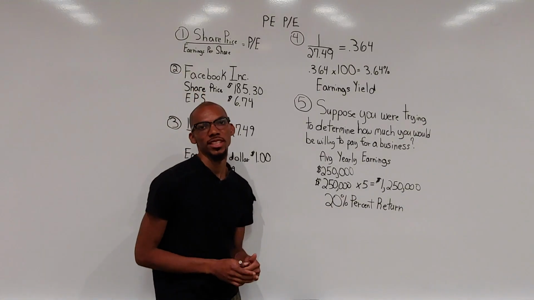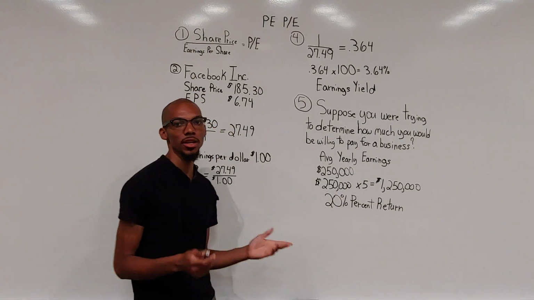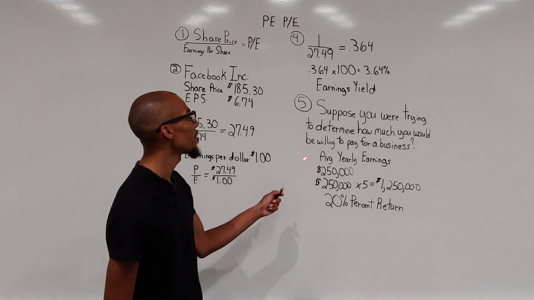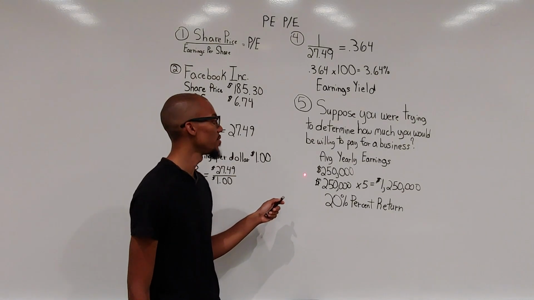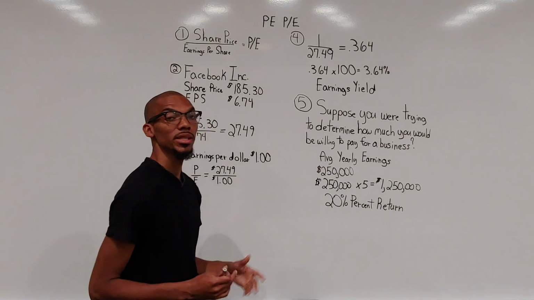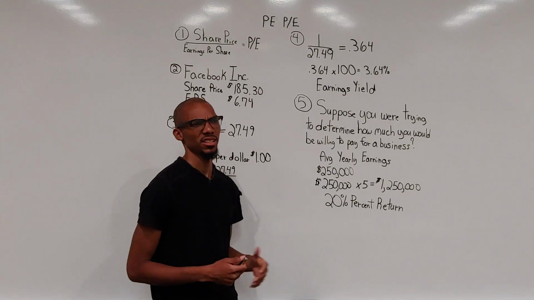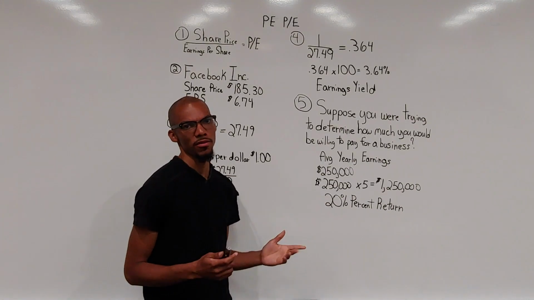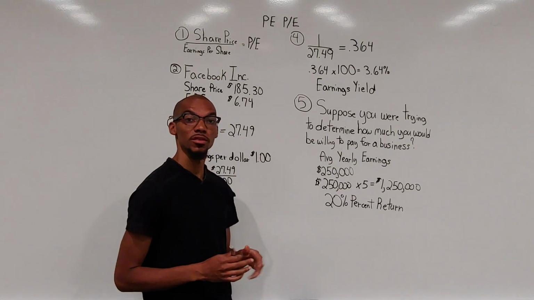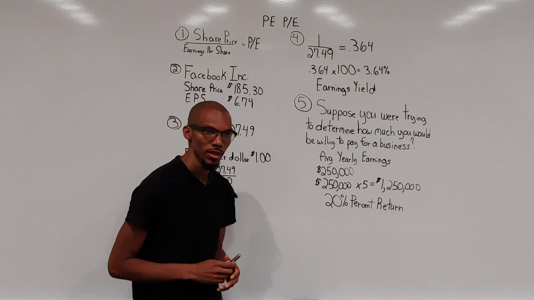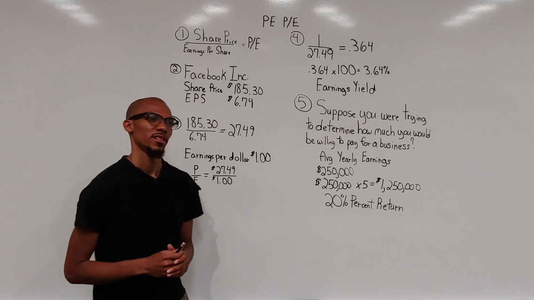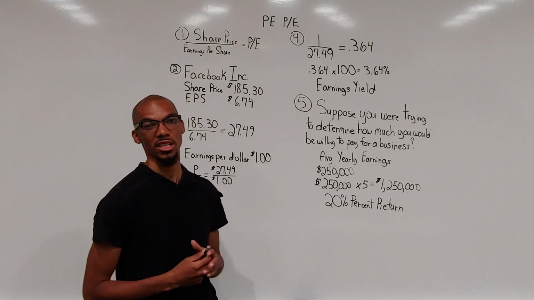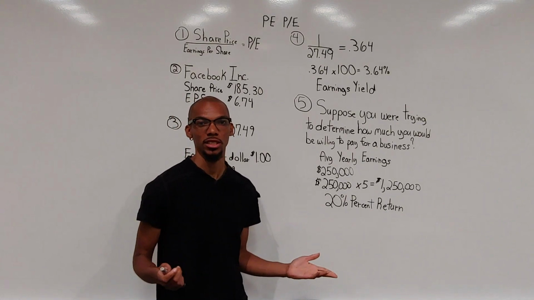Now, let's take it one step further. Suppose you were trying to determine how much you'd be willing to pay for a business. And let's just say the average yearly earnings was $250,000. And a business owner came up to you and said, I was considering selling my business. How much would you be willing to pay for my business? The current earnings is $250,000.